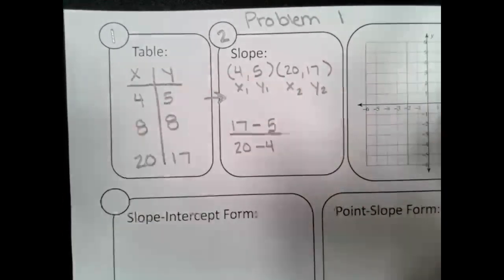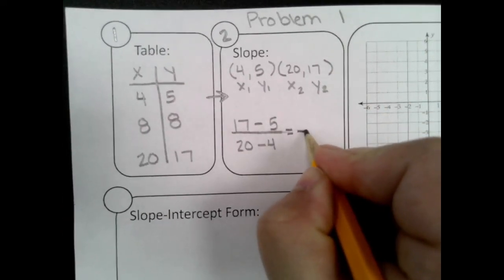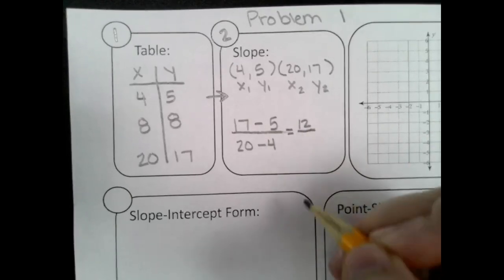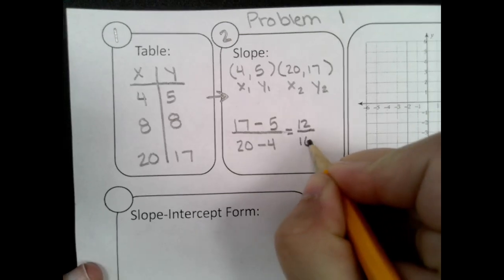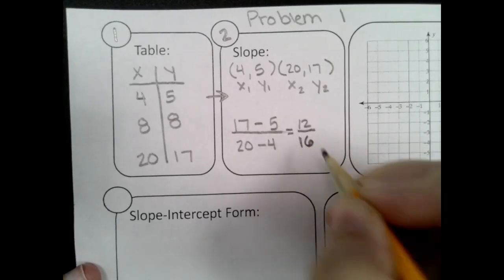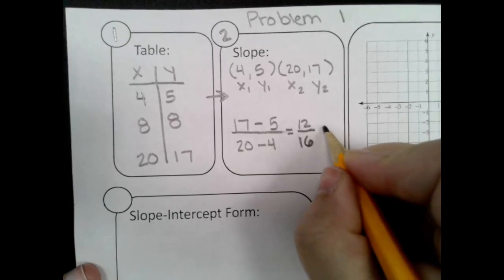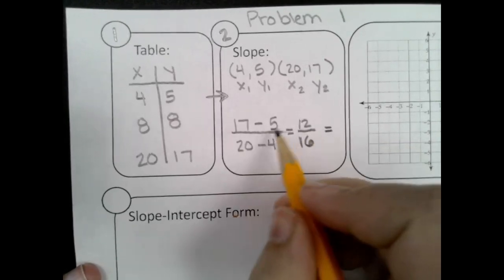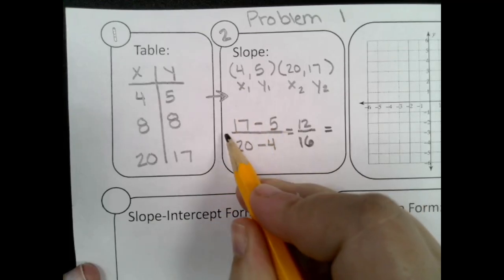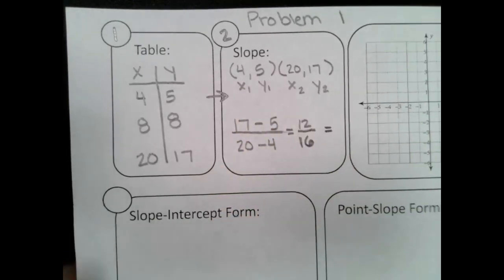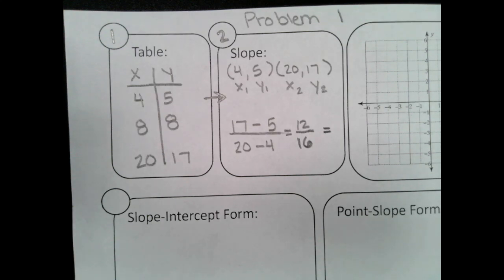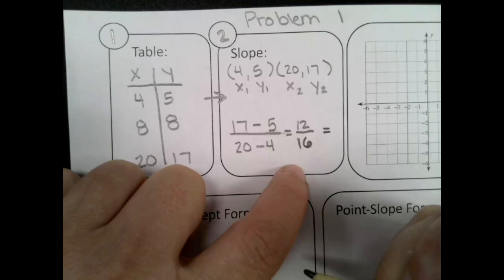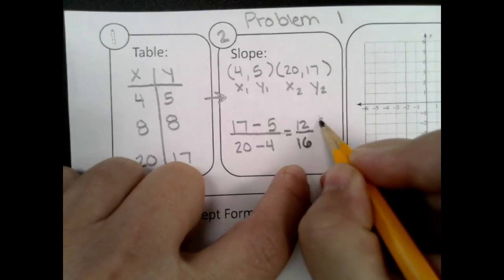Okay, we find those answers. What's 17 minus 5? 12. 20 minus 4? 16. Can I simplify 12 over 16? I can. What can I divide both 12 and 16 by? 4. If you just typed this whole problem into your calculator and you were really careful about this going across, that could work out. I don't have my calculator back here, so I can't show you. You could also type in 12 over 16 into your calculator and have it simplify it for you. Or you can just have a super smart friend like Vienna.